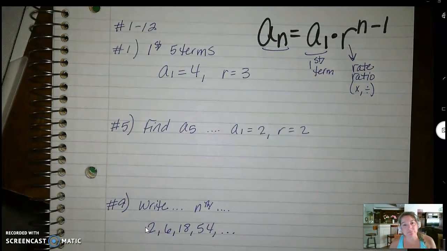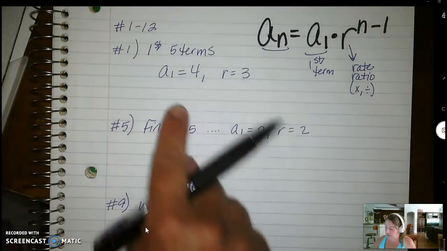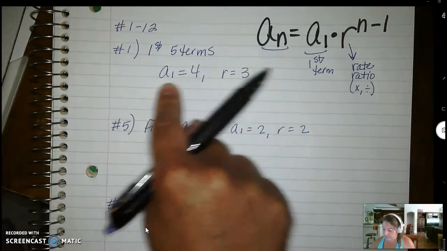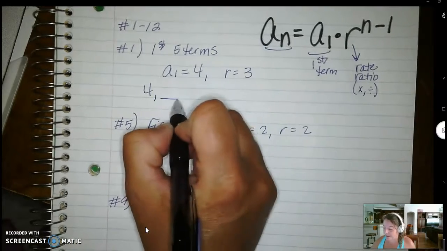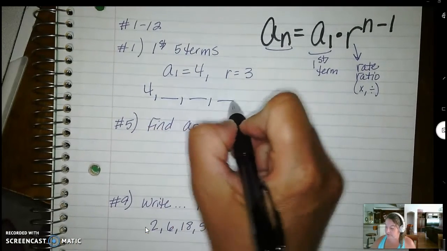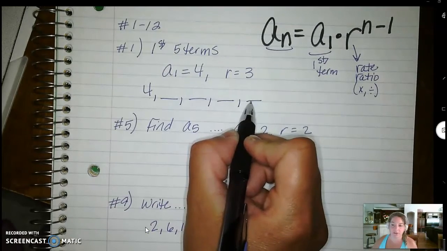The first question wants you to write down the first 5 terms. So if you start with the number 4, so if 4 is the first number, right, what would come after it? And so they want the first 5 terms. So 1, 2, 3, 4, I've got 5 spaces, okay?